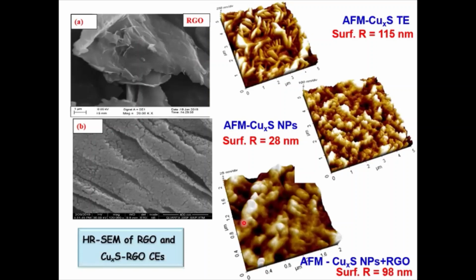Right, this is a simple copper sulfide thin film. This is the nanocomposite with RGO. We can see the surface roughness is close to nanometers, 28 nanometers. When you add the composites, it is close to 100 nanometers.